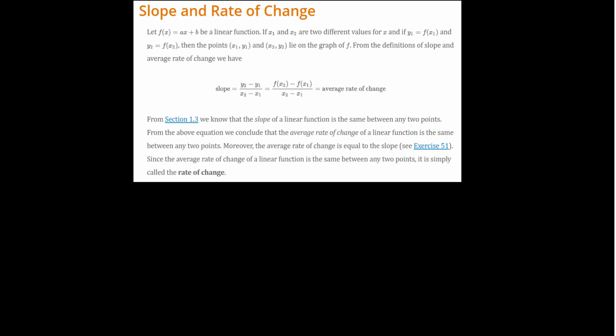From the definition of the slope and average rate of change, we see that we have this, the change in y over the change in x. Certainly we did go over this. Yeah, I mean, maybe section 1.3, and again, that will be on the YouTube playlist.